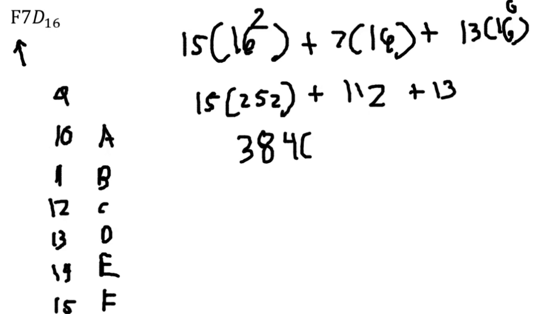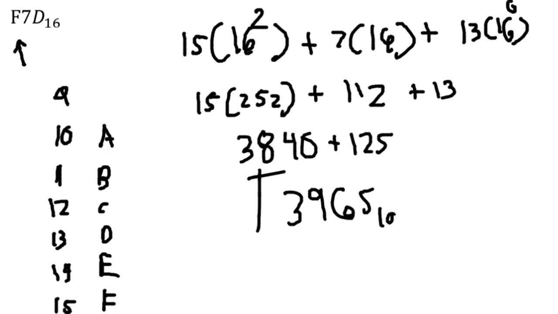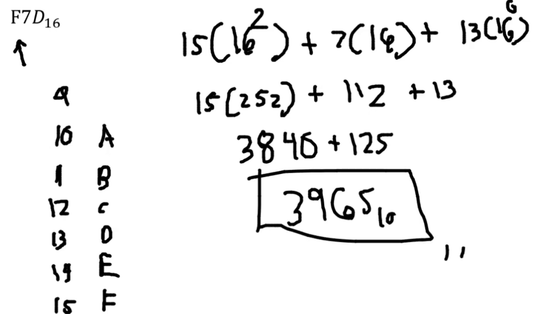Now we can multiply 15 and 256, so we got 3,840. Now let's take the sum of 112 plus 13, so we got this. And now the final answer is going to be 3,965 base 10. So that is our answer for this one.